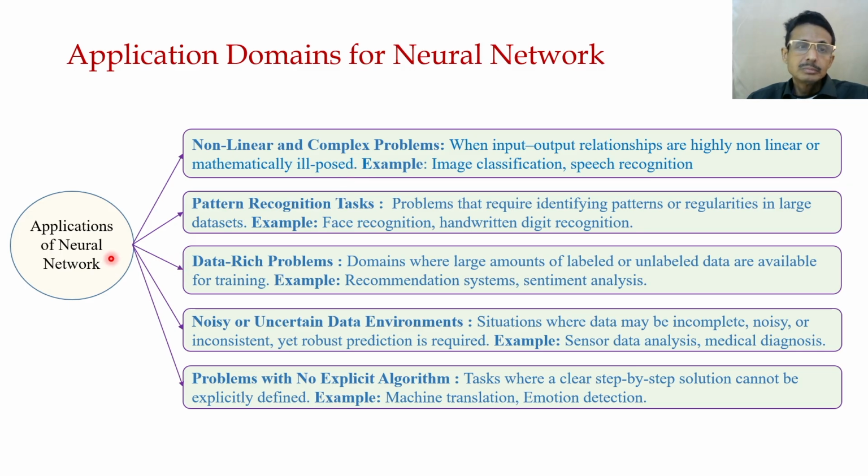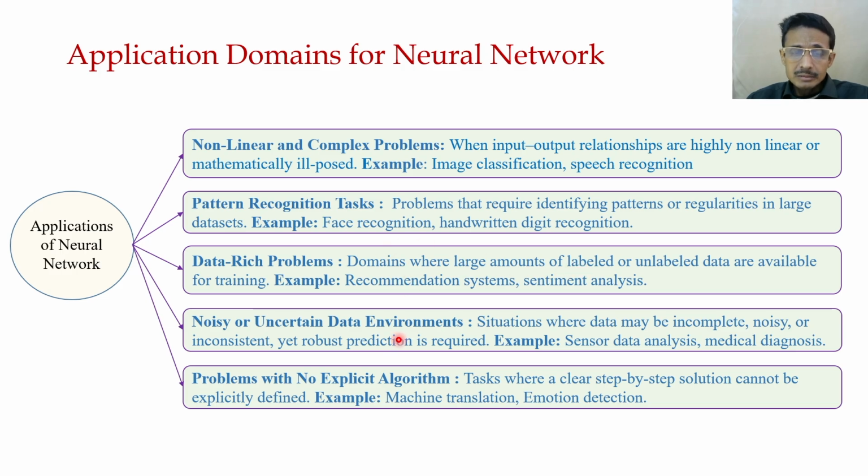Now, in addition, neural networks are very useful for pattern recognition, where we are required to identify patterns or regularities in large data sets. For example, face recognition, handwritten digit recognition, and so on. Then there are data-rich problems, that means where the data volumes are very high, a large amount of data, where neural networks are very helpful: the recommendation system, sentiment analysis, etc.